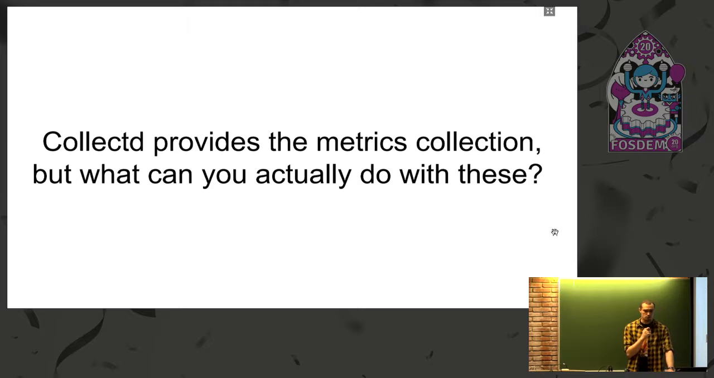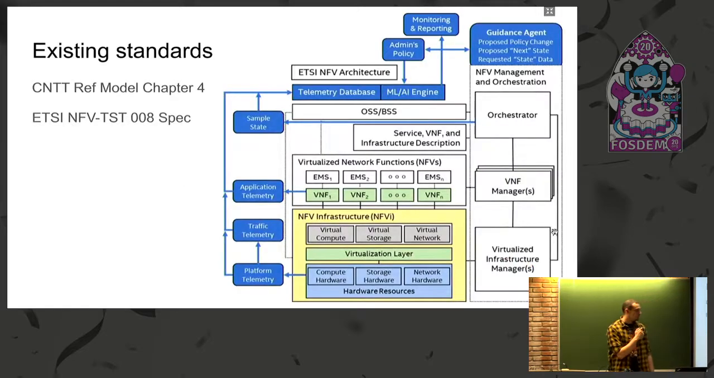So we know that CoSP provides us the ability to collect metrics, but which are interesting for you? Why would you like to choose CoSP actually? There are existing standards organizations and bodies like ETSI or CNTT that are working on documenting specifications listing the set of metrics and capabilities that you are particularly interested in in the NFV architecture.